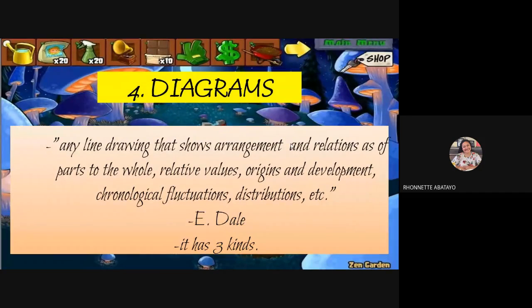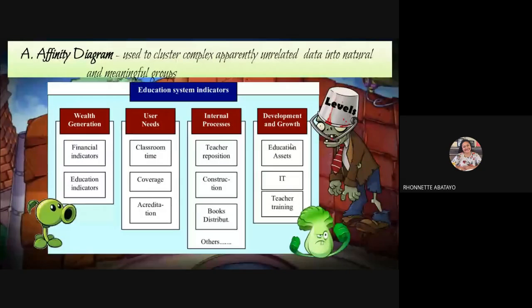Now, another one is diagrams. Diagrams are any line drawing that shows the arrangement and relationships of the parts to the whole. Relatively, it gives values, and it shows the origin and development in chronological order. If you can draw some stick figures, it can be helpful to you as long as you put some emphasis on the color, especially in the presentation. So these are the examples of diagrams.